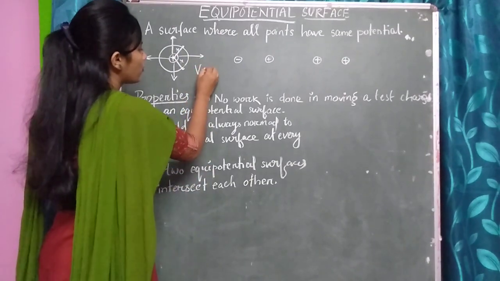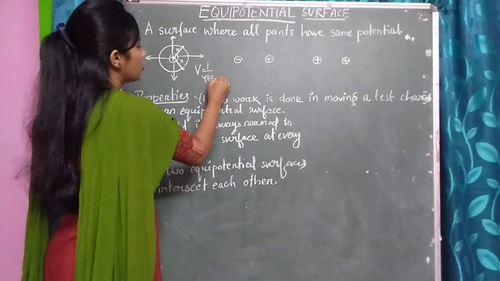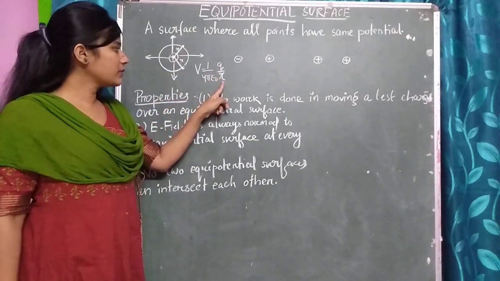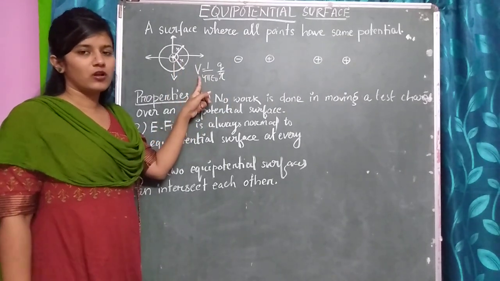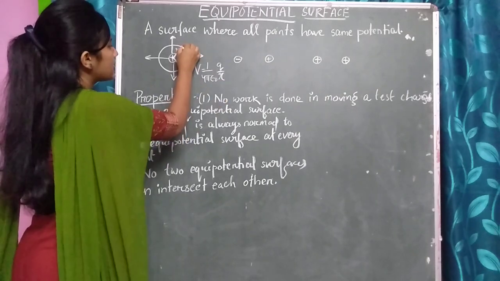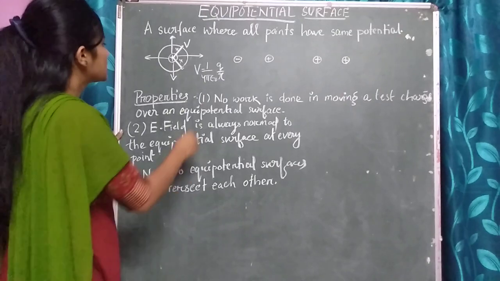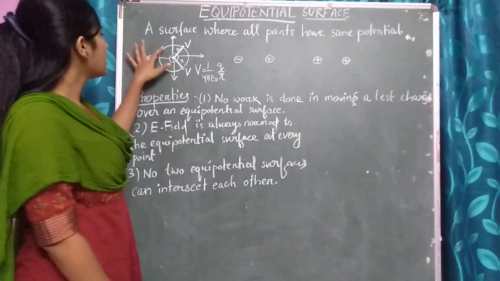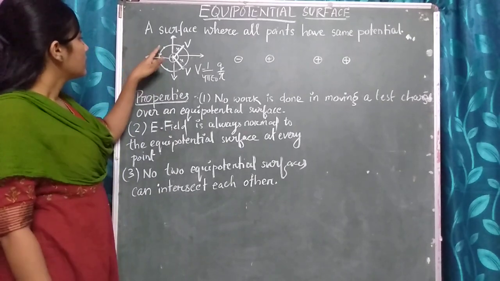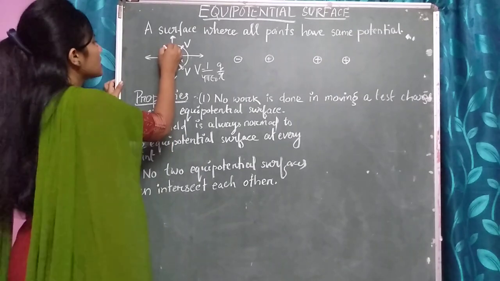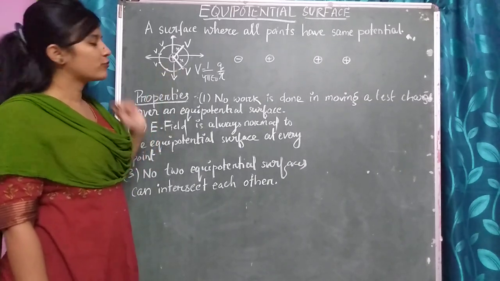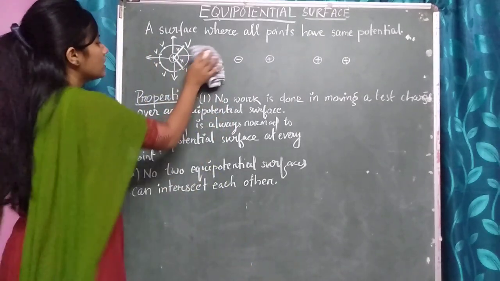As we know, our potential formula is 1 by 4 pi epsilon naught, q by r. Here q remains constant, and if r is constant, then the potential value will also be equal. As the distance r does not vary, the potential at this point will obviously be equal to the potential at this point. Similarly, for any point on this surface, since the points are equidistant from the point charge, the potential at all the points will be the same. So I conclude that the equipotential surfaces for a point charge are concentric spherical surfaces.